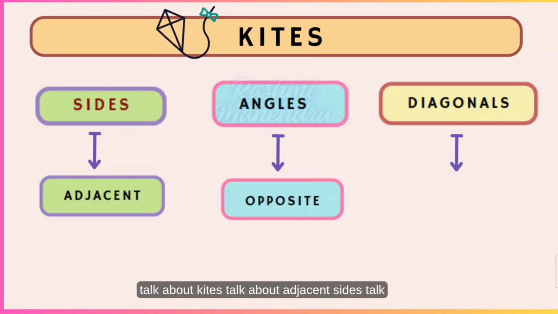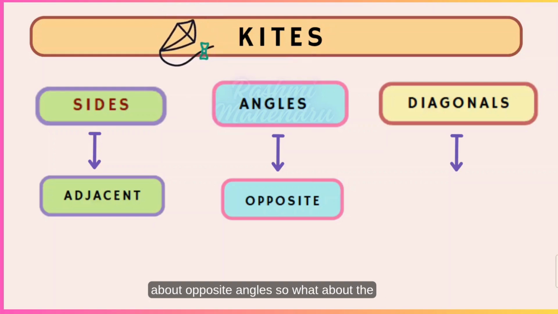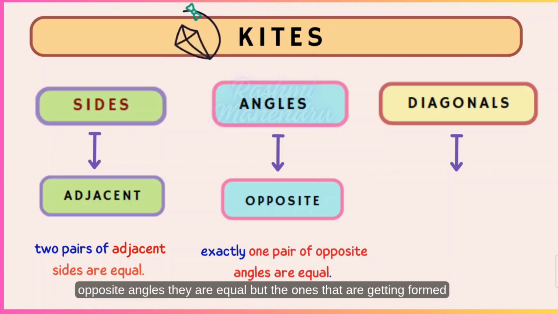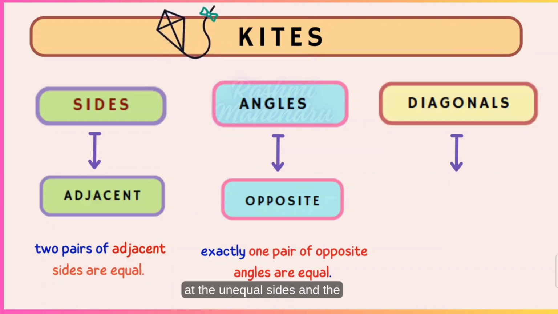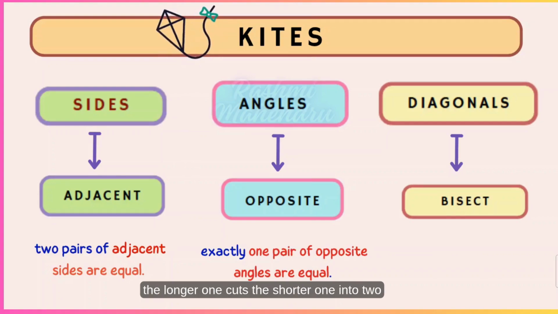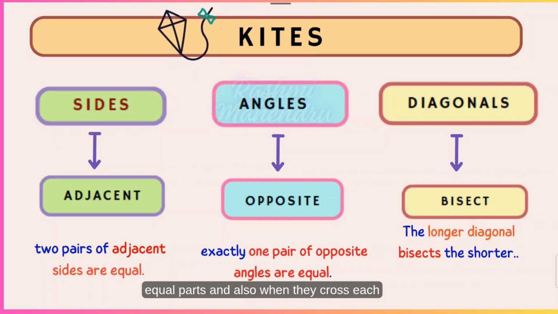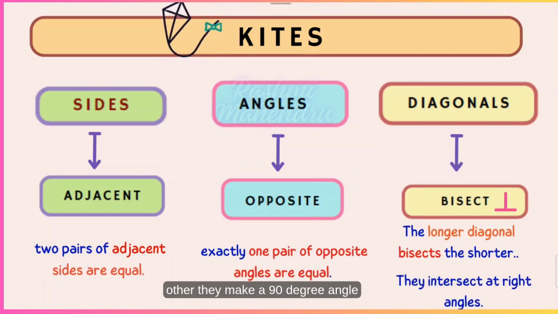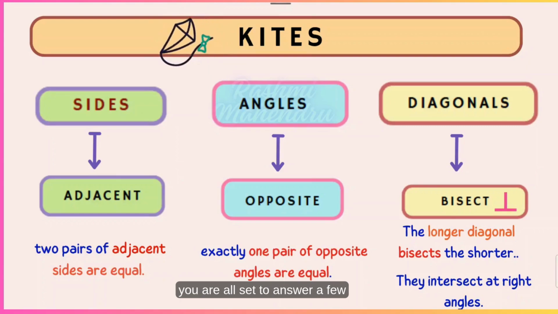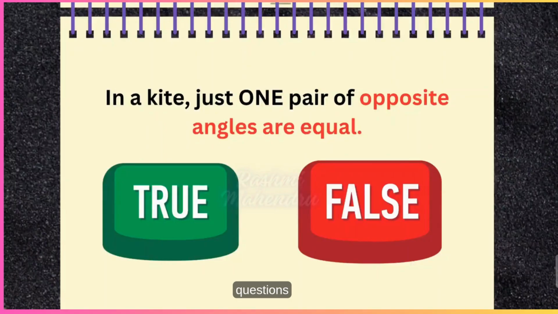Whenever you talk about kites, talk about adjacent sides, talk about opposite angles. So what about the adjacent sides? They are equal. And what about the opposite angles? They are equal, but the ones that are getting formed at the unequal sides. And the diagonals, they bisect, but not both. The longer one cuts the shorter one into two equal parts, and also when they cross each other, they make a 90-degree angle. Now you are all set to answer a few questions.